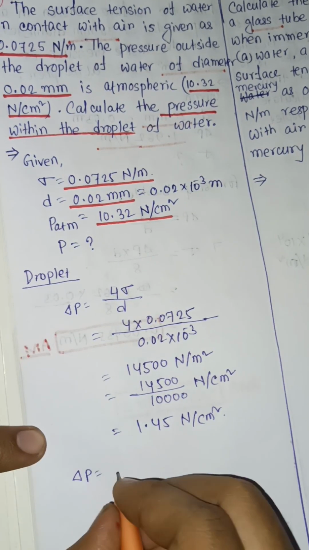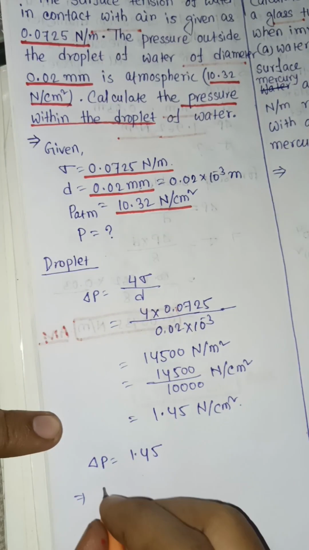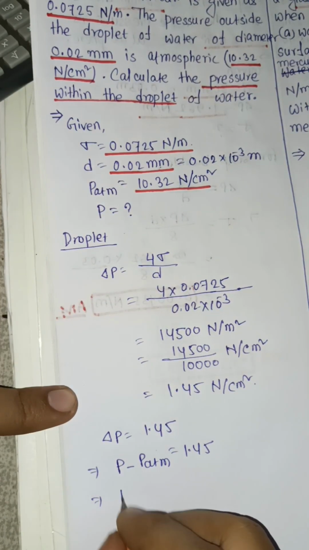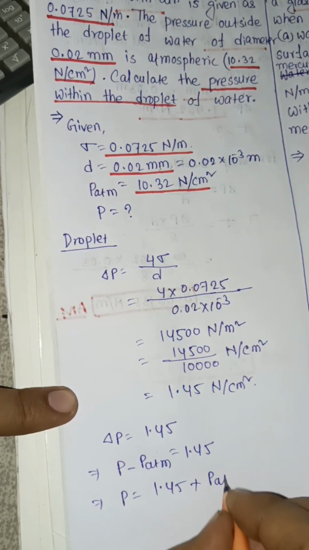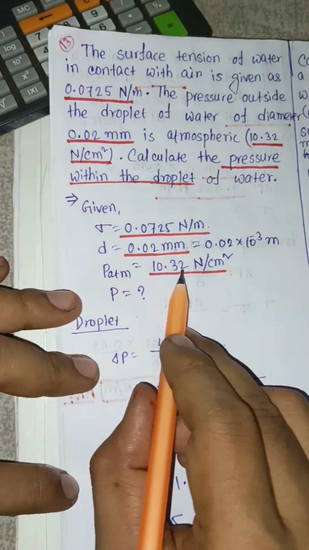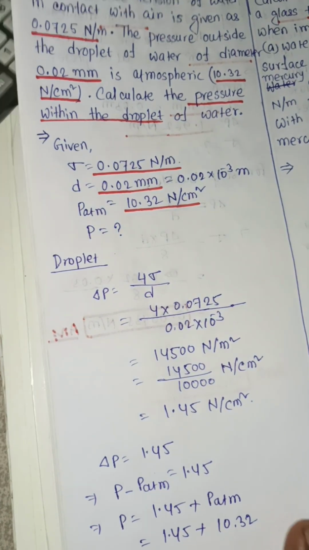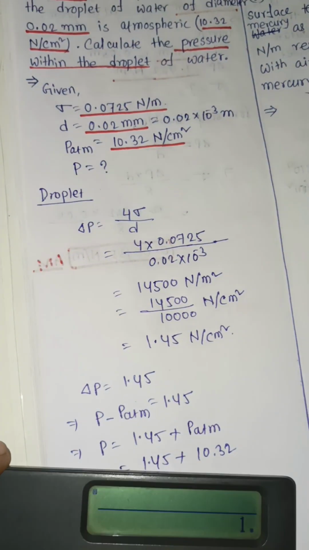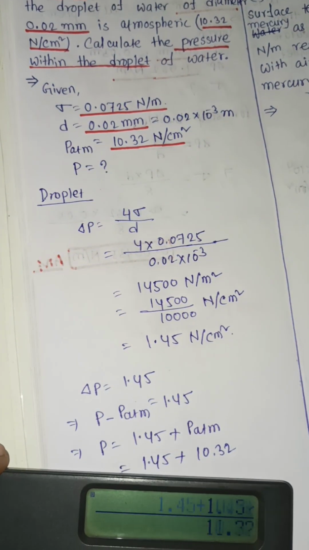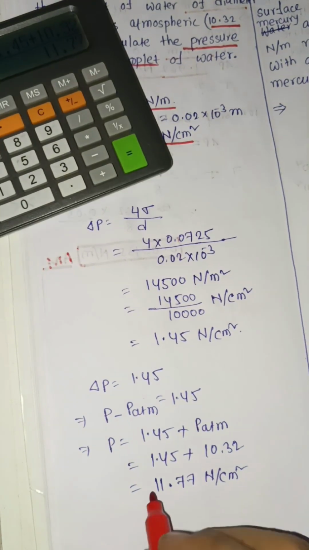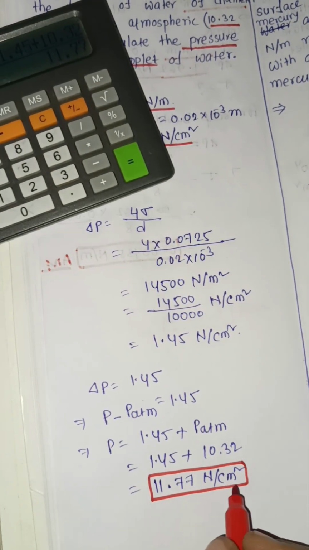Now from here, delta P is equal to 1.45. So delta P is equal to P minus P ATM, which is equal to 1.45. So P equals 1.45 plus P ATM. What is the atmospheric pressure? That is equal to 10.32. So 1.45 plus 10.32 is equal to 11.77 Newton per centimeter square. So the answer will be 11.77 Newton per centimeter square.